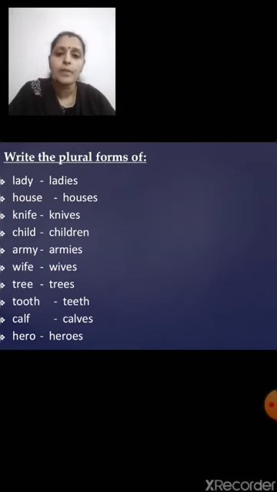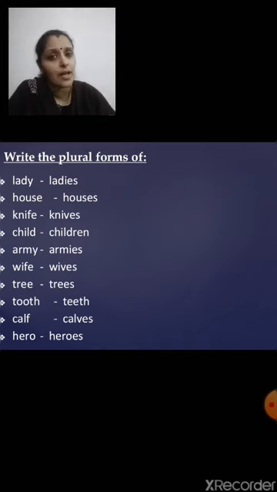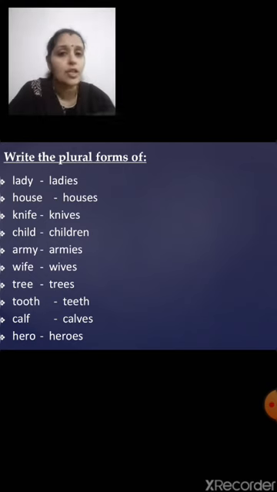Next, C-H-I-L-D, child. So the plural form of child is C-H-I-L-D-R-E-N, children. Yes, so children, remember, singular is child and plural is children. There is no S over here. So when we are writing, we will never write S with children, right? Children is the plural form of child.